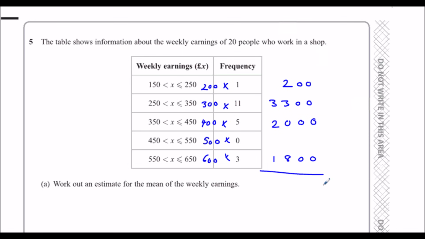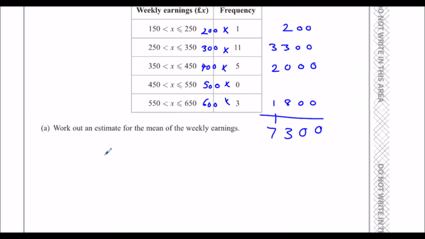So adding all these up, so we get the total amount of money earned by all the people, all 20 people. So 0, 0, 2 plus 3 plus 8 is 13. 3 plus 2 plus 1 plus 1 is 7. So we've got 7,300 divided by 20 people. So 730 divided by 2. So £365.